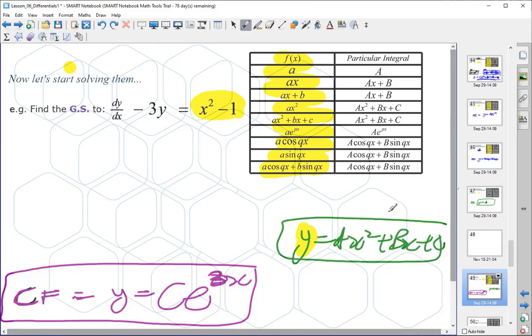Okay, so that's the particular integral, but we need to find the a, the b, and the c. That's our job. And the way we do that is by putting this into here. Now, I have a very specific way of doing it. What I do is I write down dy by dx equals, and then I ask you to differentiate this. Differentiate that for me, Joanna.